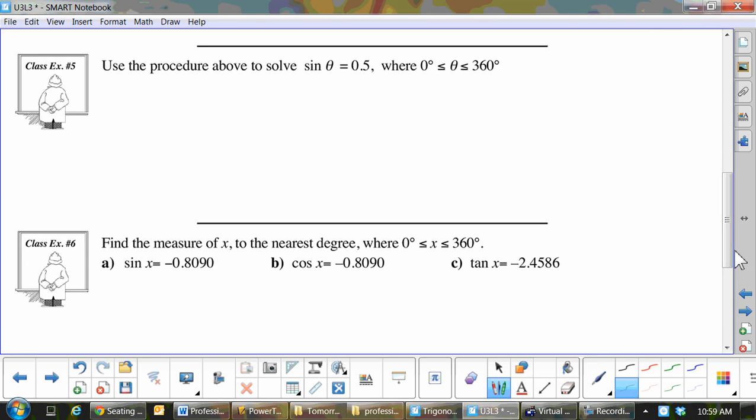Now it says, use the procedure above. Now we're going to write our own steps down, because it makes it a lot simpler if we make up our own. But the first step you're going to do is you're always going to draw your crosshairs and then put CAST down. Okay? Now, first thing you look at is you choose your quadrants.